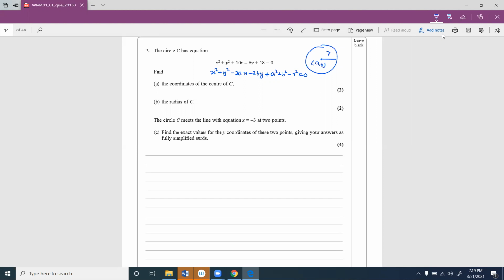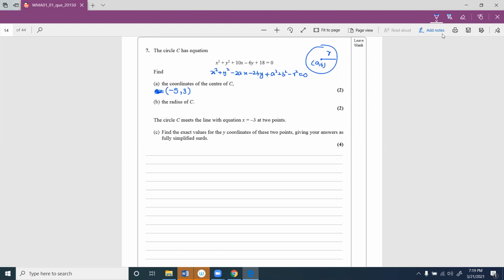From the first term, you can write minus 2a equals 10. Therefore, a equals minus 5. Minus 2b equals minus 6. Therefore, b is equal to 3. From this you can get the center.